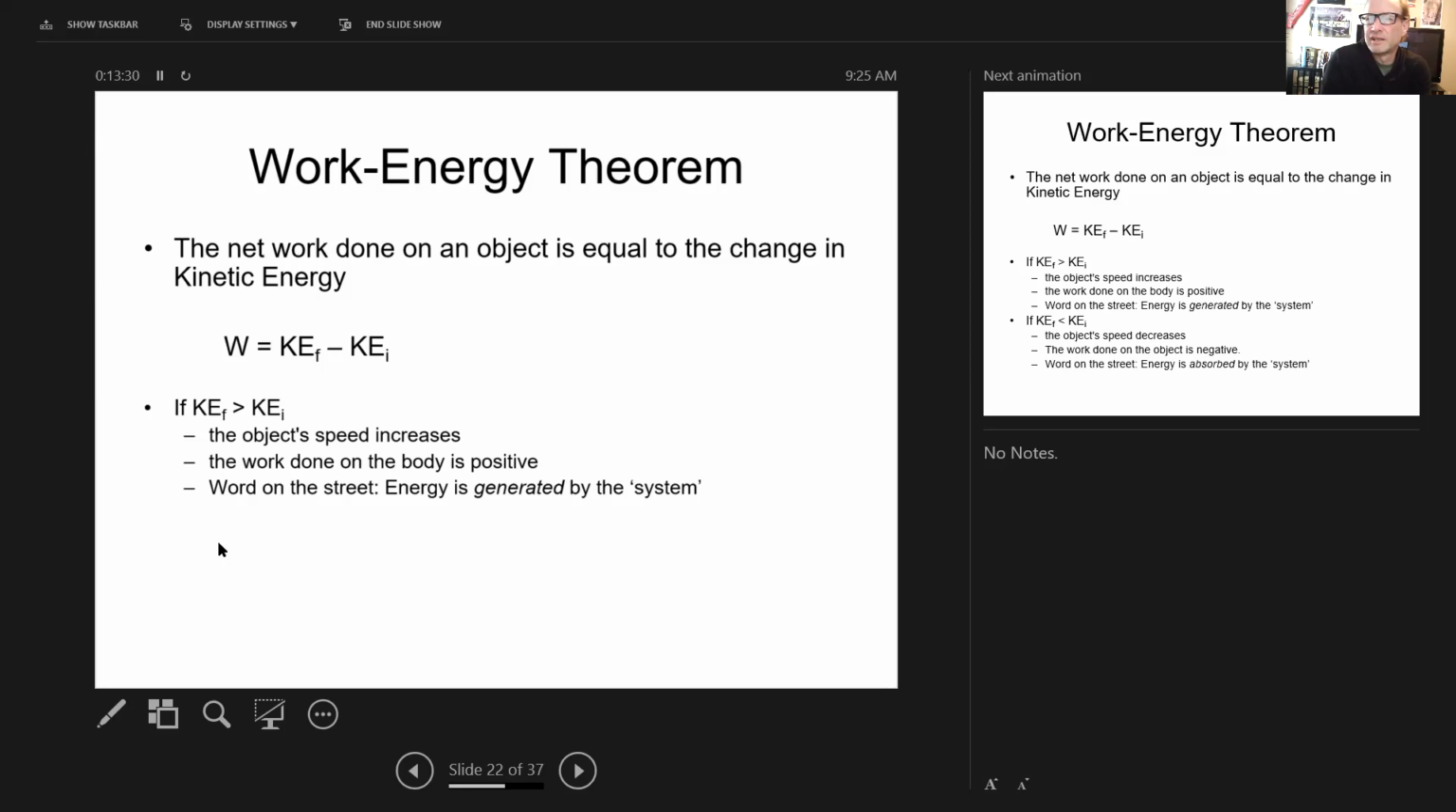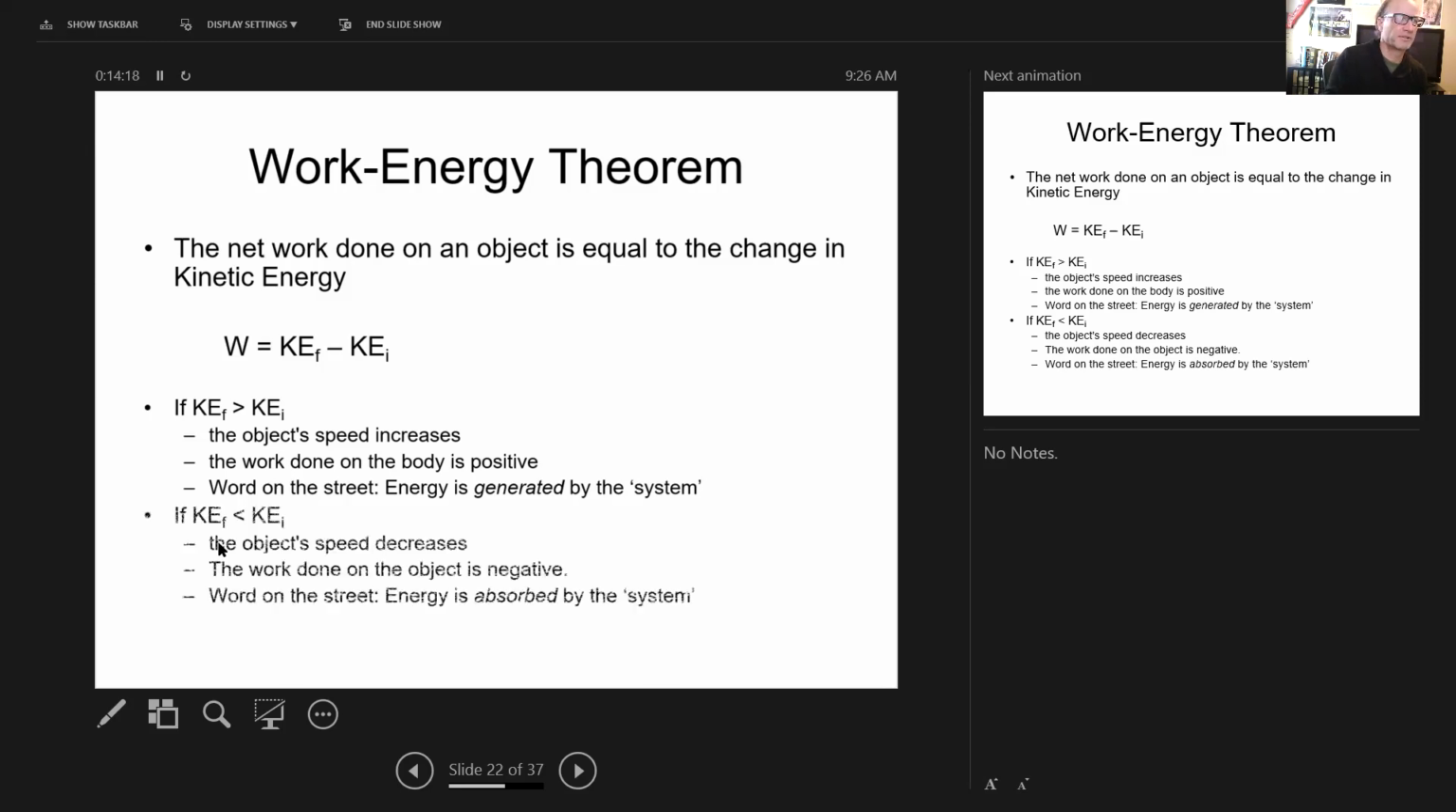Word on the street, we would say energy is generated by the system, or we've done work on the object and we've caused that object to speed up. I push on the object, it's initially 0. I start speeding that object up. The kinetic energy at the beginning of that example is 0. The final kinetic energy is based on 1/2 mv squared. It's based on how fast I get the object moving. I've transferred energy from me to the object. The amount of energy I've transferred is the work done. And I've generated energy. I've moved the object.